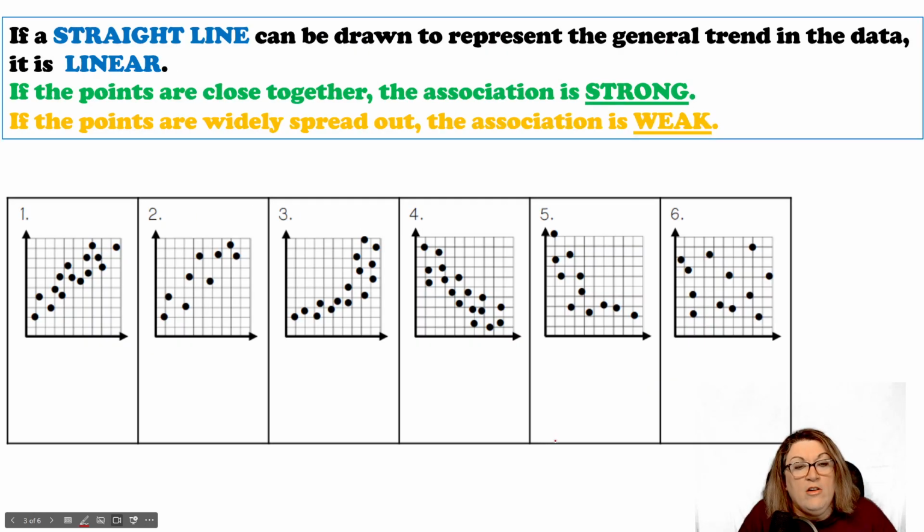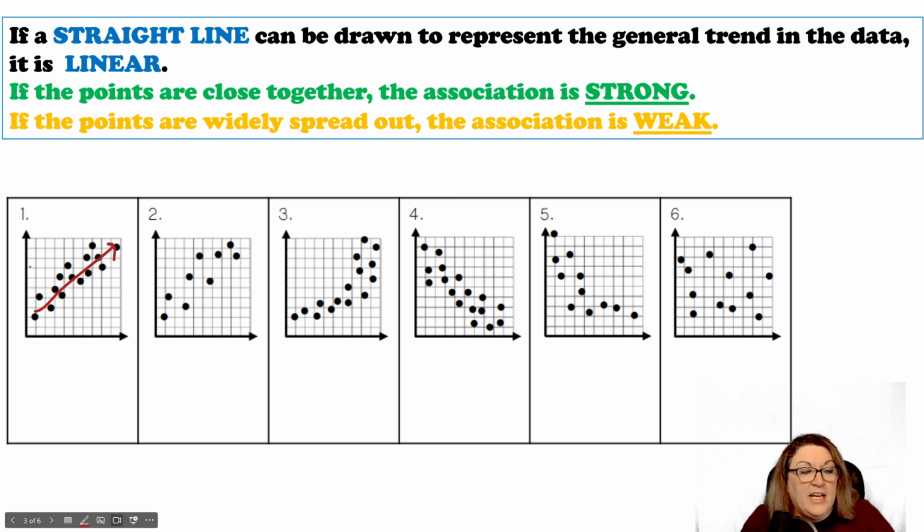All right, now here are some different associations so you can get a better idea of what we're talking about. If a straight line can be drawn to represent the general trend in the data, it's called linear. If you're looking at this first graph, I could literally draw a straight line here, and it represents most of that data. That would be a linear association. If the points are close together, the association is strong. And if the points are widely spread out, the association is weak.